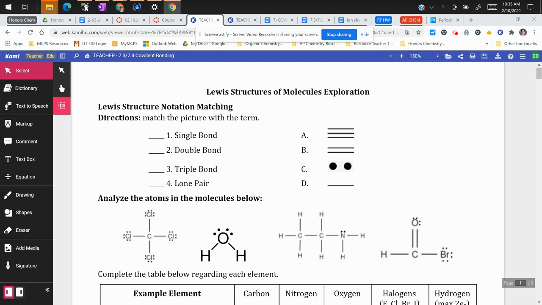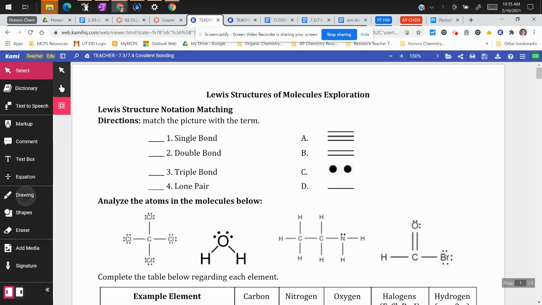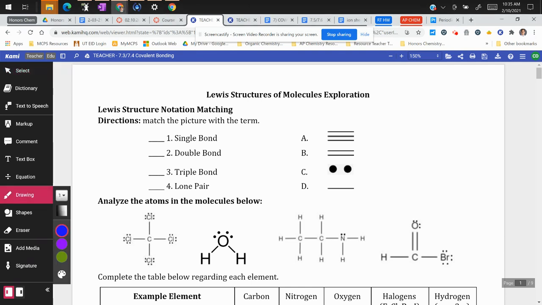I have four terms here: single bond, double bond, triple bond, and a lone pair. And that is paired with a series of images on the right side here. I see that three of the images consist of lines, so I have a single line, two lines, and three lines. I can make a pretty good bet that letter D represents a single bond. If one line is a single bond, I can bet that letter B, two lines, is a double bond. Three lines would be a triple bond.